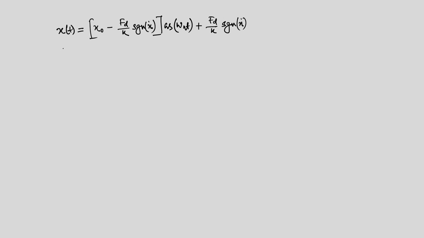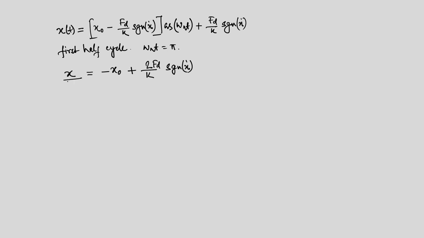So, if we consider the first half cycle, obviously, in this case omega n t is equal to pi, and then you can easily conclude what will be x. It will be minus x naught plus twice F d by k signum x naught. So that means if you look at this displacement, it is actually reduced by how much? By 2 times f d by k.